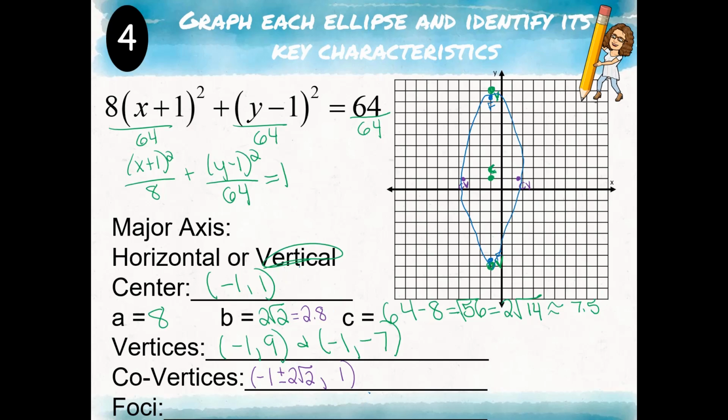Now, my foci. I know that the x value stayed -1 because I didn't move off of -1, but I started at +1, added 7.5, and I subtracted 7.5. So I'm going to say I started at 1, I added and subtracted, aka went up and down, 7.5. But again, I'm going to write the exact value, 2 square roots of 14.